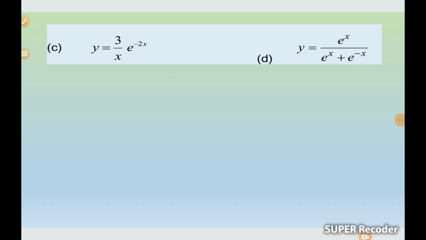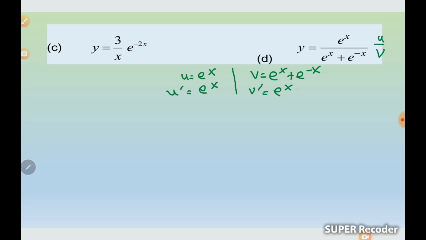Okay, we continue example D. y equals e to the power of x over e to the power of x plus e to the power of negative x. So we will use the quotient rule here. What is u? u equals e to the power of x, and v equals e to the power of x plus e to the power of negative x. So what is u prime? Differentiate e to the power of x, you get e to the power of x. Differentiate v, v prime equals e to the power of x, then you have to bring minus in front because of the rule, minus e to the power of negative x.